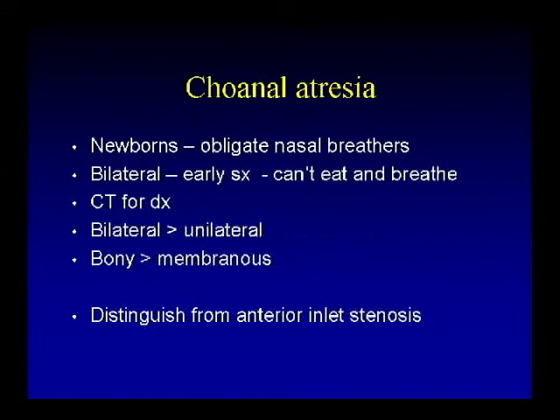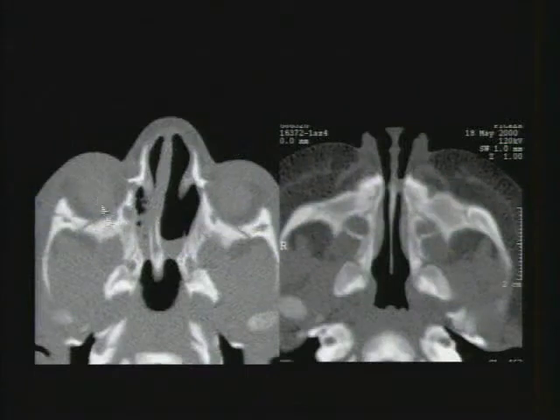Generally now we use CT for diagnosis. It's very quick. You can use a very low dose. Bilateral is more common than unilateral, and bony choanal atresia is more common than membranous. And it's important to distinguish from this next condition that we'll see here.